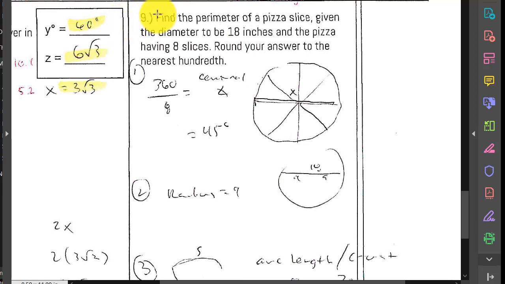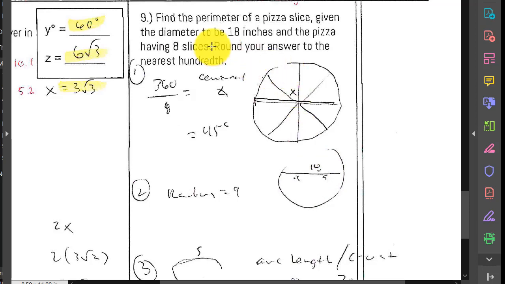And question number 9, find the perimeter of a pizza slice given the diameter to be 18 inches and the pizza having 8 slices. Round your answer to the nearest hundredth. If you draw a pizza or a circle, a diameter goes all the way across. It's 18. That means each of the radius or radii are 9 each. 9 plus 9 gives you 18. Radius plus a radius equals the diameter.